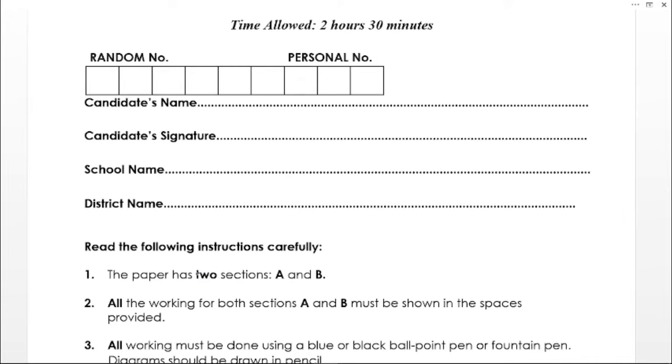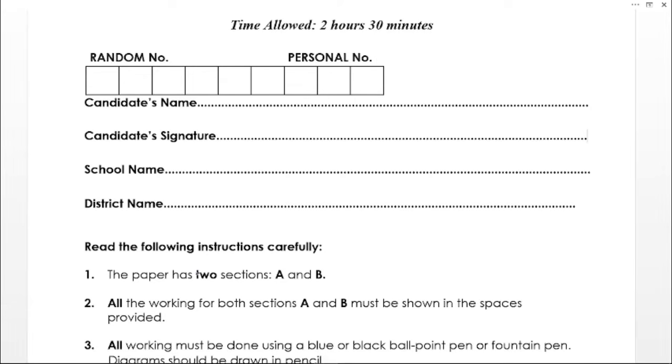In this new trend of revision series, we are going to be discussing various examination papers from various schools, from various examination companies, together with what we call the PLE revision papers. Stay with us.